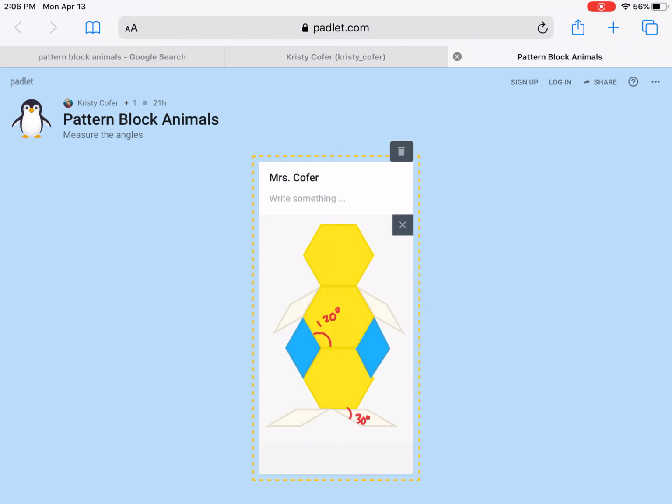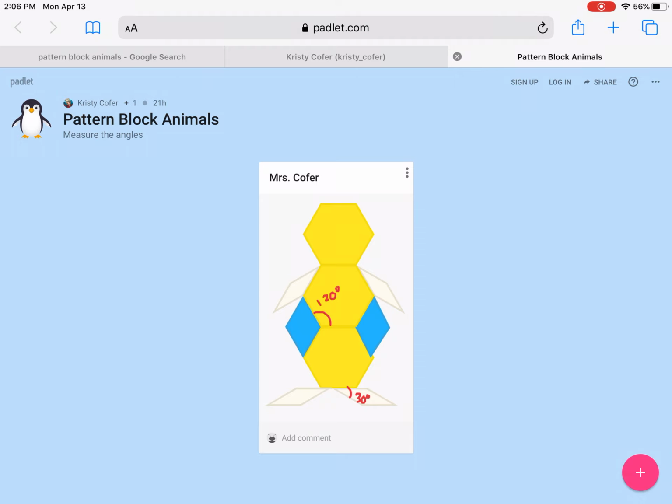And then you can respond to other people's. And remember, you can kind of drag these around when you have more than one. They just start kind of moving around.